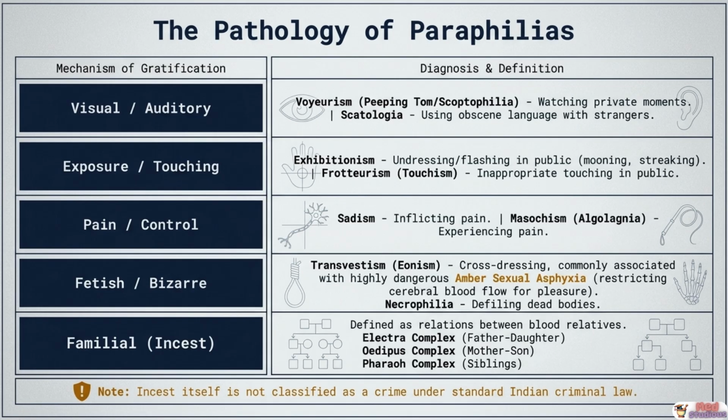Finally, familial paraphilias, collectively termed incest, are defined by sexual relations between blood relatives, and subcategorized by the Electra complex for father-daughter relationships, the Oedipus complex for mother-son, and the Pharaoh complex for sibling relationships. Note that incest itself is not classified as a standalone criminal offense under standard Indian criminal law, though associated acts may attract other criminal provisions.